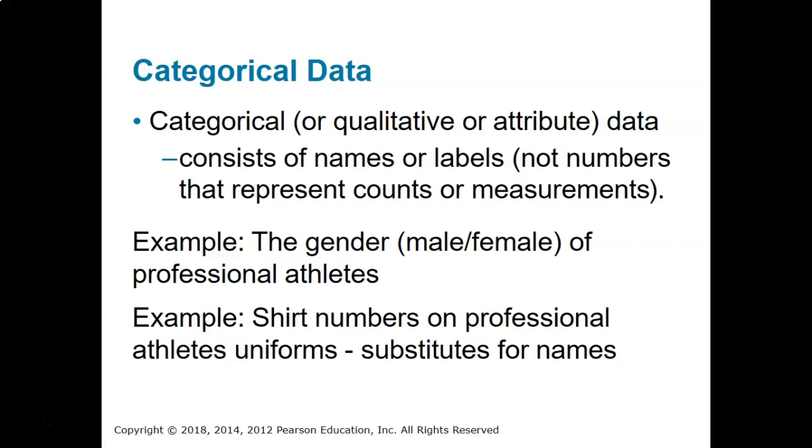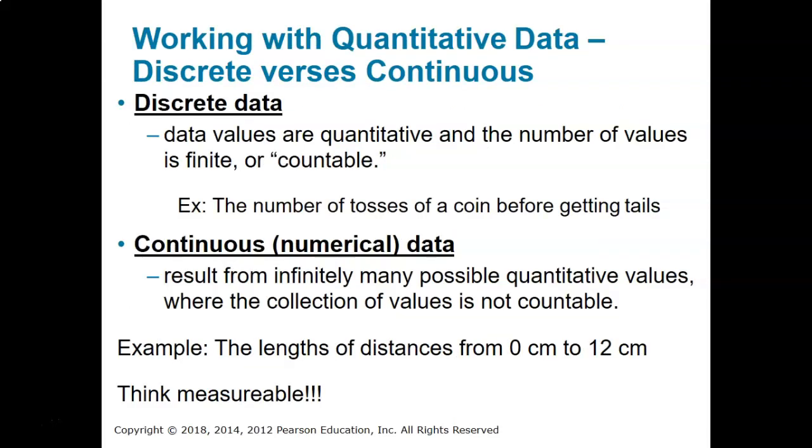So, for example, your social security number, your student ID number, your telephone number, your zip code, your address, all of these are different cases where numbers are serving more as a label than any type of count or measurement, and they would be considered categorical or qualitative. Okay, so when you work with quantitative data, we differentiate between discrete and continuous.